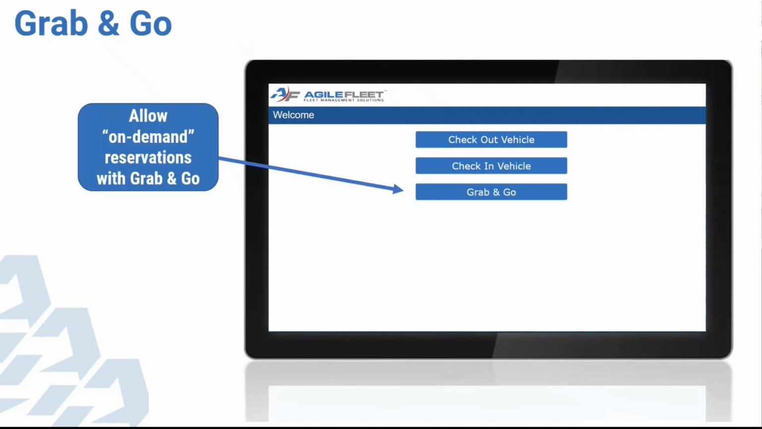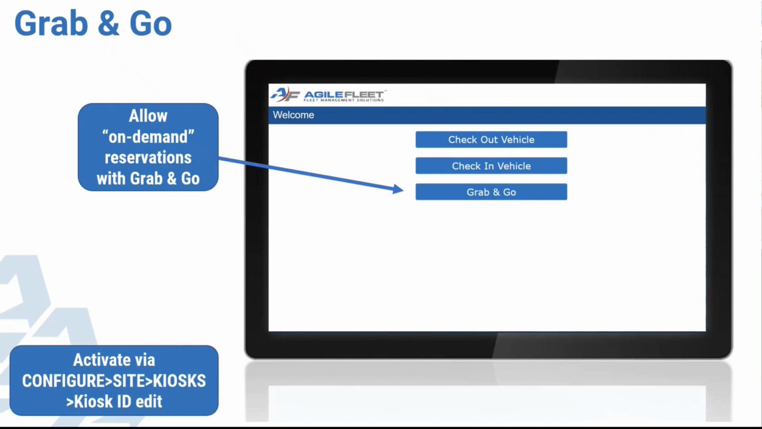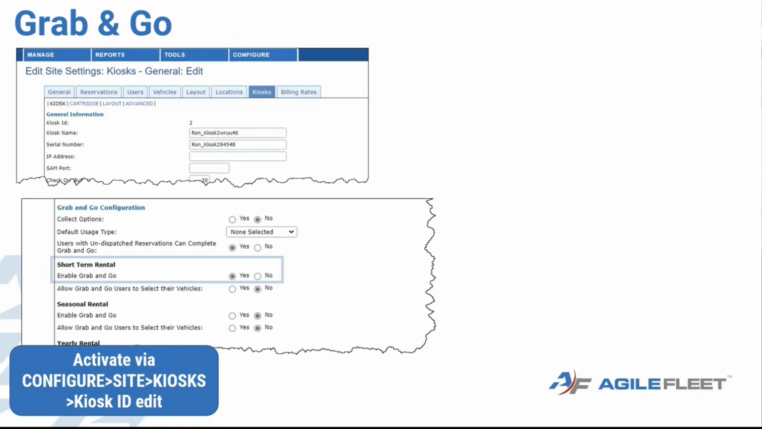In addition to the basic checkout and check-in of reservations that were placed in advance, there is that grab and go function configuration. You turn that on, and it allows for on-demand reservations with that grab and go function. The configuration of this is through the configure site, kiosk ID edit. That is where you go to make those changes.